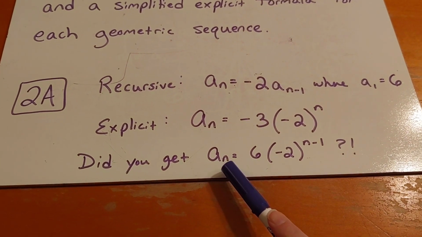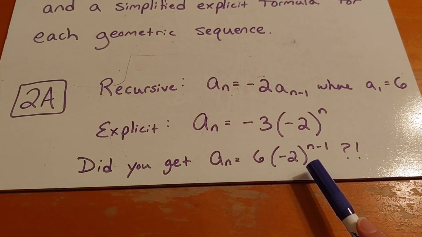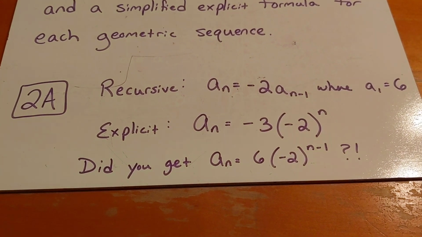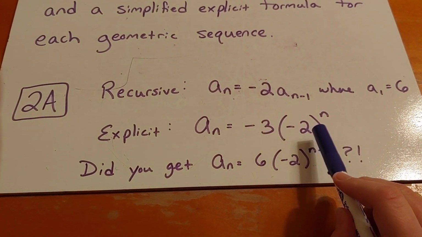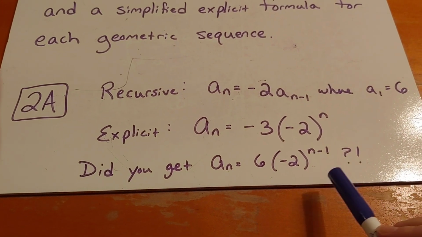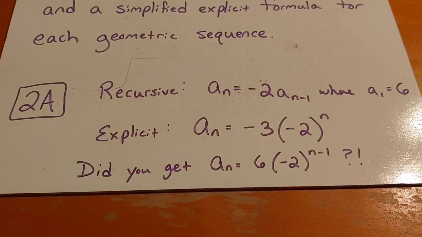Now, if you had this answer below, you are correct so far, but you need to take the next step and simplify that explicit formula so that you'll end up with -3 times the quantity of -2 to the n power. I just wanted to show you this so you know that you're on the right track. All right, let's try the next one.